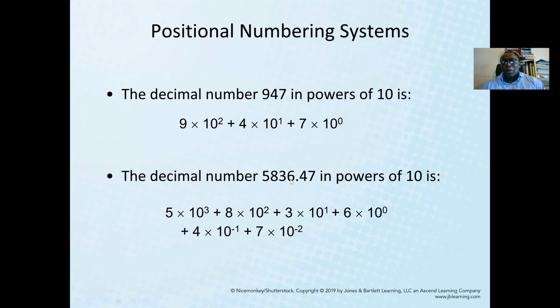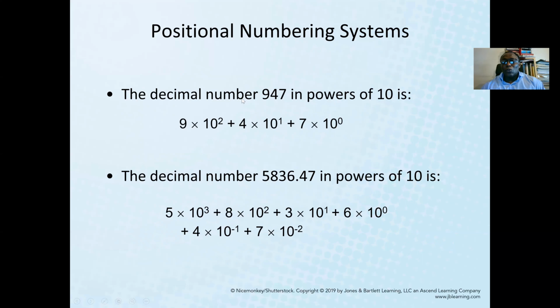So we do the whole number separately, and we do the decimal part separately. The decimal part, as we know, will carry a negative exponent. So 4 is in the first position after the point, so it will be 10 to the power negative 1. And then 7 is 10 to the power negative 2.